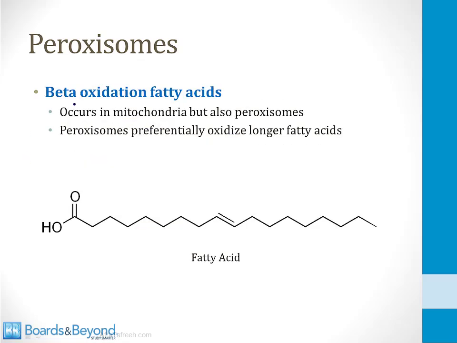Peroxisomes can also perform some beta oxidation of fatty acids. In the biochemistry video on fatty acids, I talk about how mitochondria are very important for beta oxidation, but some beta oxidation also occurs in peroxisomes. The peroxisomes preferentially oxidize longer fatty acids, and the mitochondria preferentially oxidize shorter fatty acids.